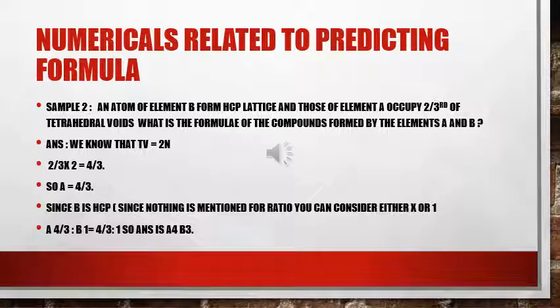So, how are you going to predict? A contribution is 4 by 3 is to B contribution is X or 1. Or you can write 4 by 3 is to 1. How will you calculate the ratio? 4 by 3 is to 1, 4 is to 3. So A4, B3. Children, the 4 and 3 you have to write as a subscript, not as a superscript. A4B3 is the formula. So based on this only, you will be doing word problems. I will give some more problems in the next slide so that it will give you a better idea.